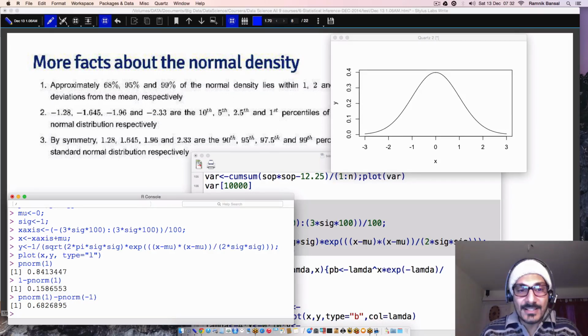No, there's no such thing as size in this. Size was in the case of binomial. Here we don't have a concept of size. It's a density function.